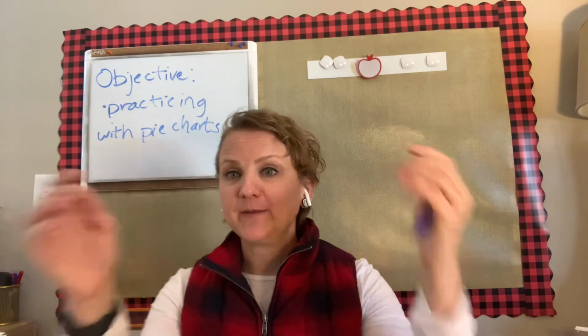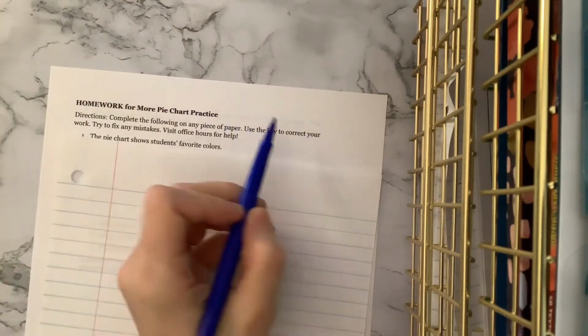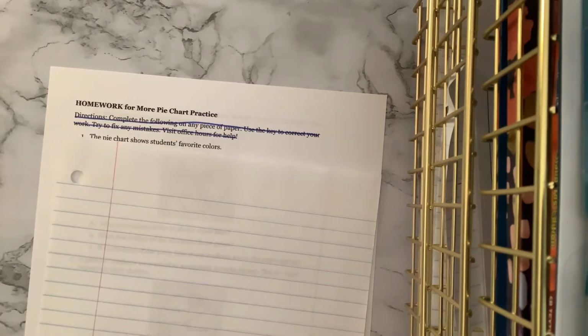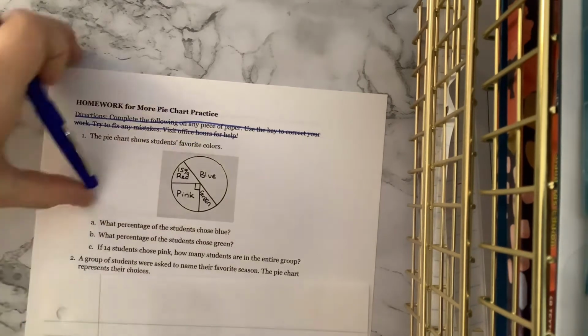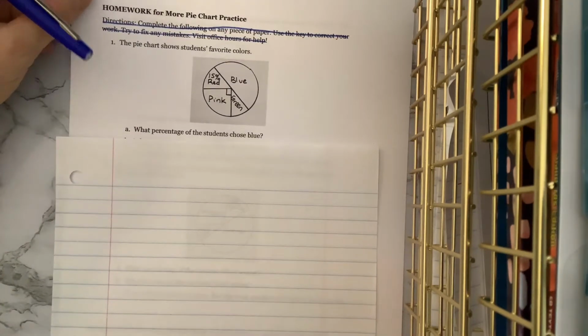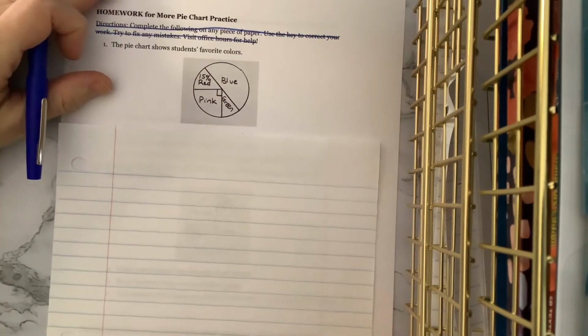Okay, so I'm going to flip you around, and I actually realize now that my directions on here are misleading. Do not pay attention to these directions because we're going to be working together. So again, as usual, you can just keep this paper and be working along with me as we go. The pie chart shows the students' favorite colors.